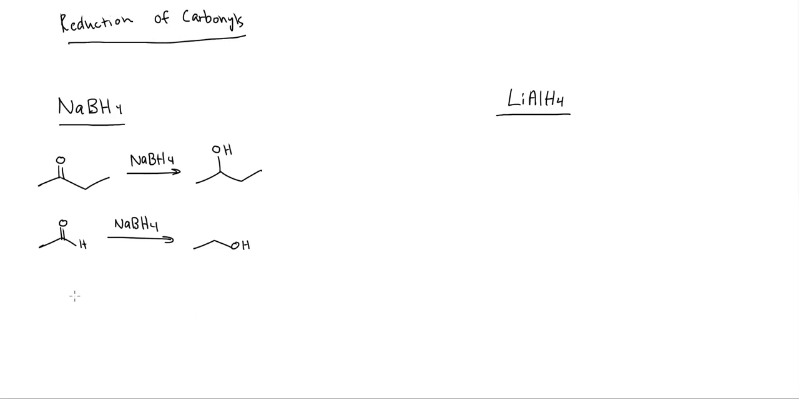The final thing that I can reduce with NaBH4 is an acid chloride. If I take an acid chloride like this one and I put in NaBH4, then what happens is I get a primary alcohol. So the carbonyl turns into an alcohol and chlorine leaves. So I get a primary alcohol again. That's it.